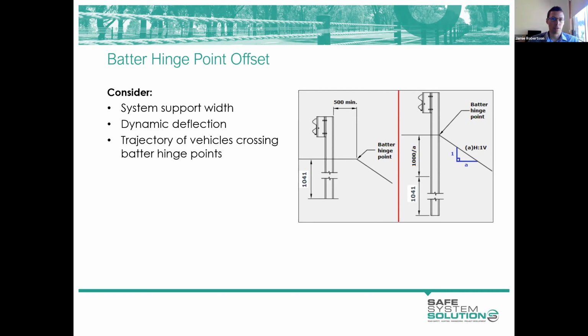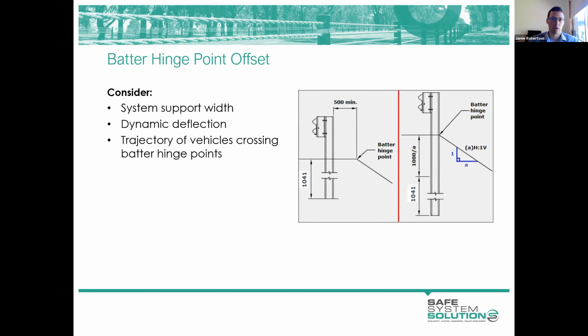The next consideration in choosing our barrier offset is where is our hinge point? So there's our hinge point there. How close is that to the edge of our traffic lane? And what requirement is there? What width do we need to provide between that hinge point and our barrier to ensure that it has enough lateral support for the system, and desirably to accommodate some or all of the deflection of that system.